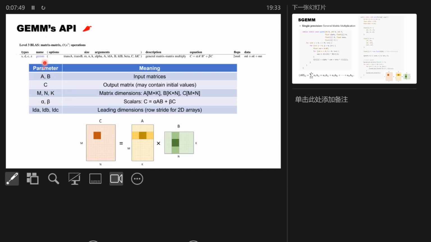Well, in some GEMM APIs, we also define alpha and beta. That is, this GEMM calculates C equals alpha times A times B plus beta times C. While LDA, LDB, and LDC mean the leading dimensions, which we won't include in this presentation.